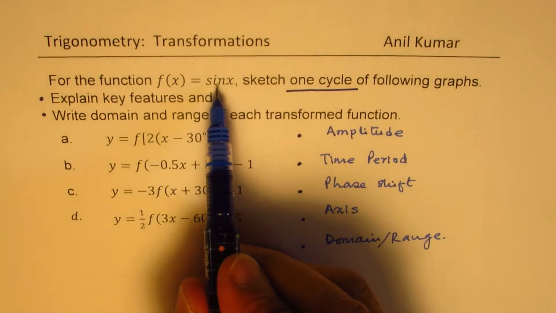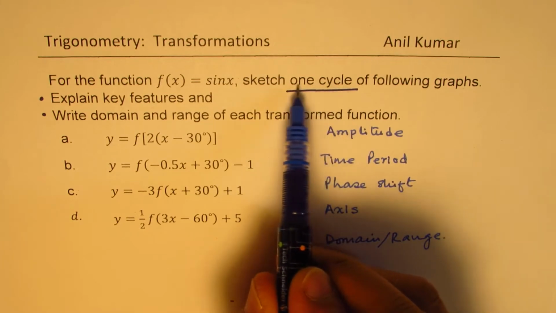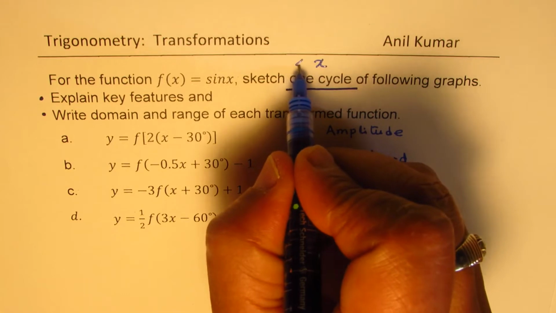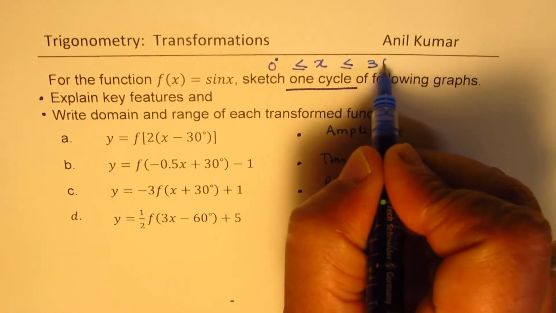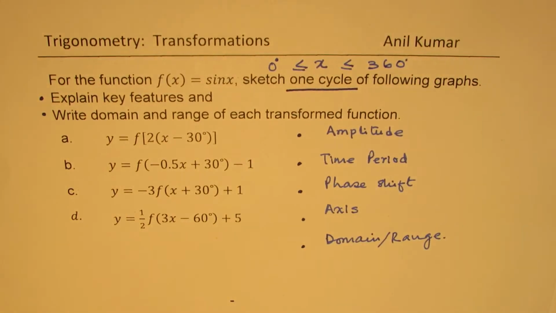Domain for any sine function is all real numbers. However, we are considering one cycle, right? Since we are considering one cycle, we'll take x between 0 degrees and 360 degrees. Is that clear? So we'll choose one domain as 0 to 360 degrees.